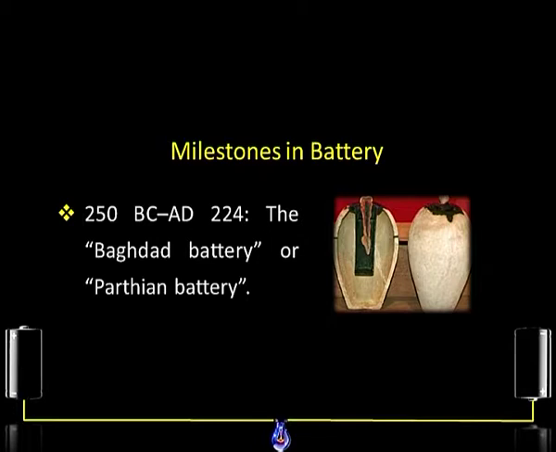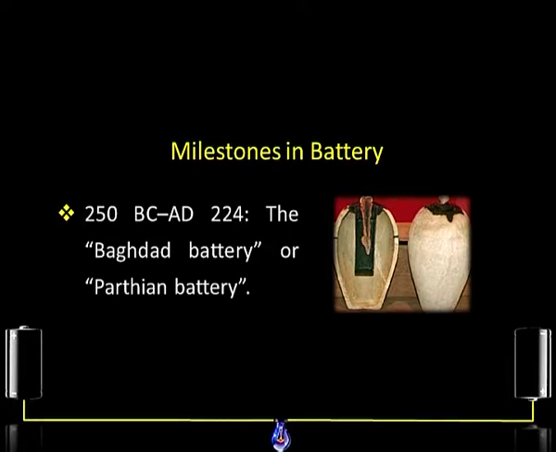Initially, from 250 BC till 224 AD, the Parthian Empire was using a clay jar, inside which a copper rod was immersed in a vinegar solution. They were using this clay jar for electroplating of gold onto silver artifacts. Later, it was identified as a battery, and hence it was known as the Baghdad battery, as it was used in Baghdad, and also the Parthian battery, as it was used by the Parthian Empire.